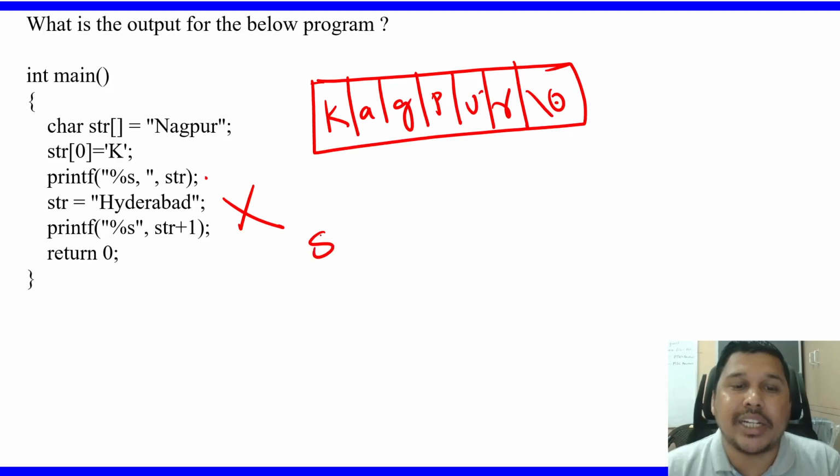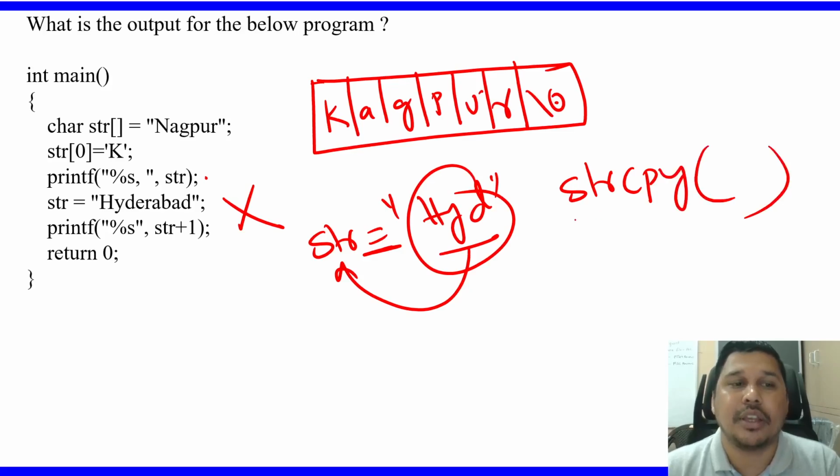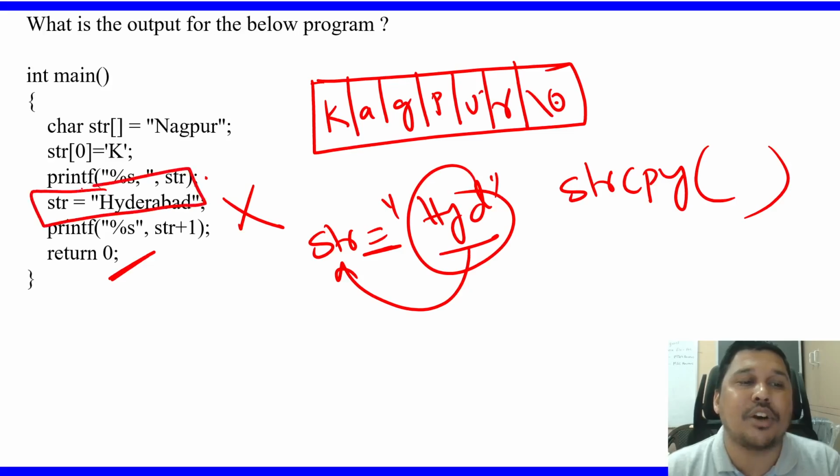So you are trying to assign a string into another string like this. You cannot do it using the equal to operator. If you want to copy this content into this, you have to use the strcpy function, right? That's why this program will throw an error saying illegal assignment of string. You cannot assign a string directly to a character array or a string variable.